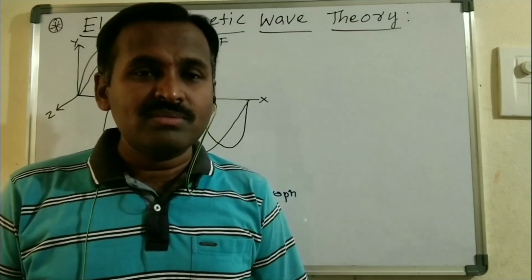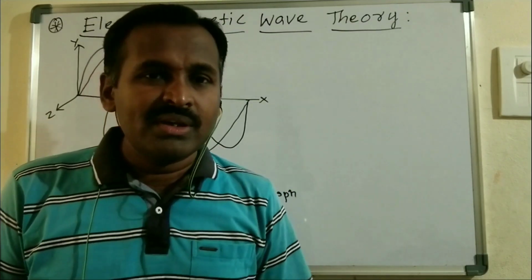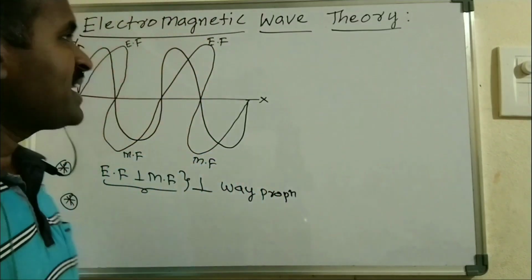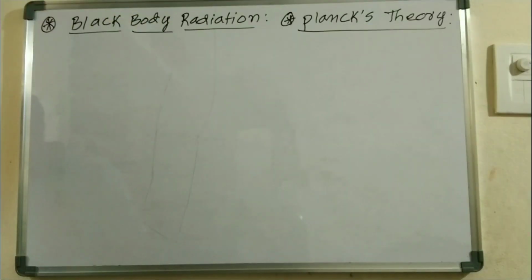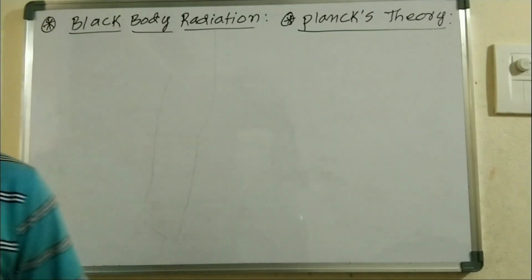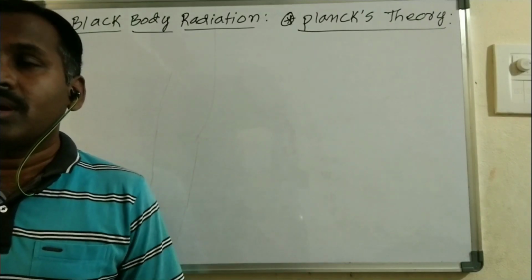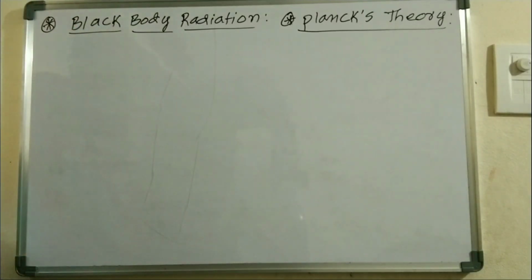I am Venkatesham. I am going to discuss the atomic structure topic. In this video, I am going to explain black body radiation. Black body radiation is one of the drawbacks of the electromagnetic wave theory. First, what is a black body, and then we'll discuss Max Planck's quantum theory.